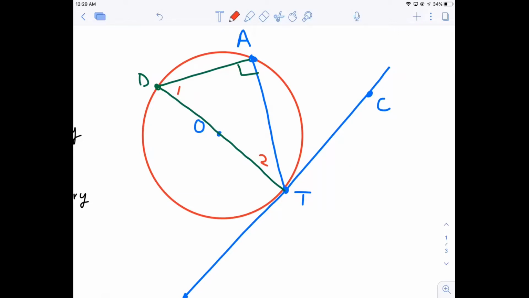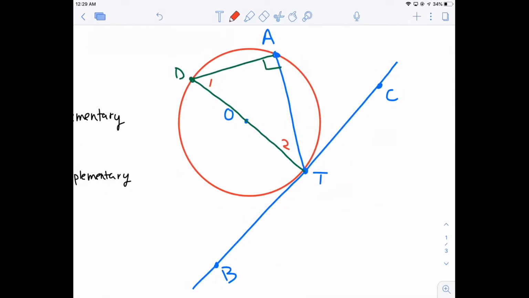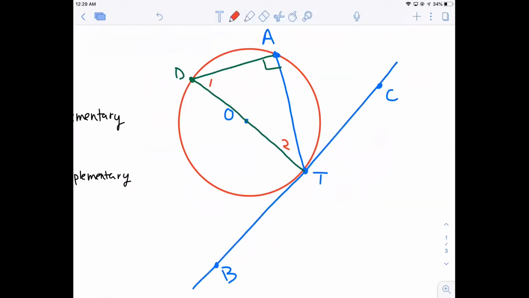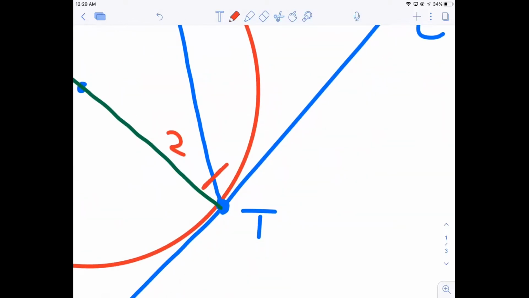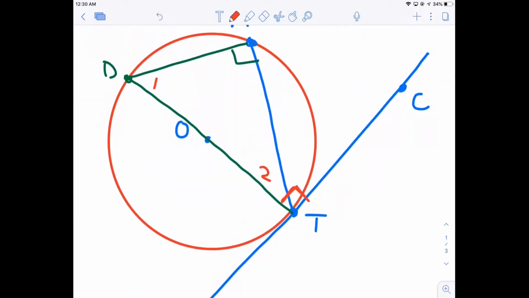All right, step 4, DT is perpendicular to BC. So DT, this guy is perpendicular to BC, right? And we know that from one of our theorems that a tangent is perpendicular to a radius or a diameter at its point of tangency. So those two guys are perpendicular, so that is a right angle. These are right angles. All right, step 5, angle DTC is a right angle, right? So that's going to be a right angle because perpendicular lines form right angles.